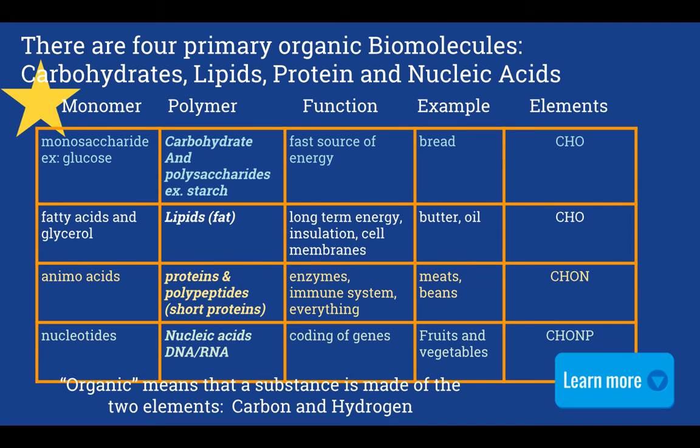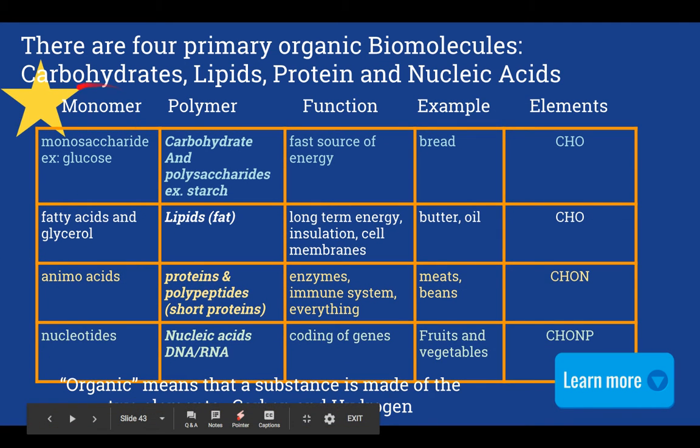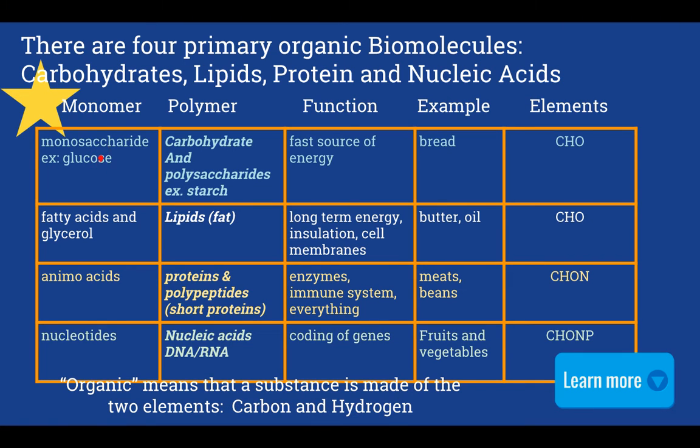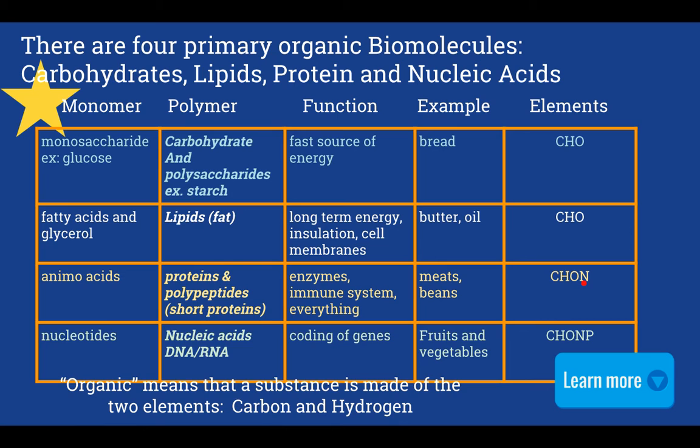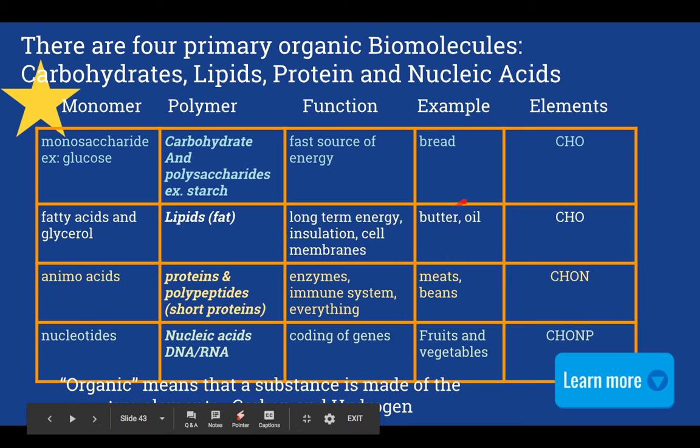And all of this information is summarized in this chart here. In this case, we're looking at the monomer, which would be monosaccharides or glucose, the polymers, what's in this thing, and then what it does, an example, and what elements are in there. You can see all of these contain carbon and hydrogen. That means they are all what? Organic or inorganic? If it contains carbon and hydrogen, it's going to be organic. Amino acids are unique because they contain nitrogen, and nucleotides are unique because they contain nitrogen and phosphorus.